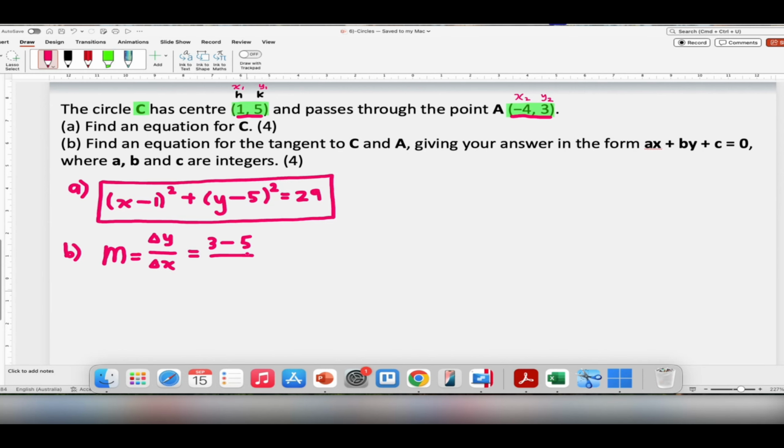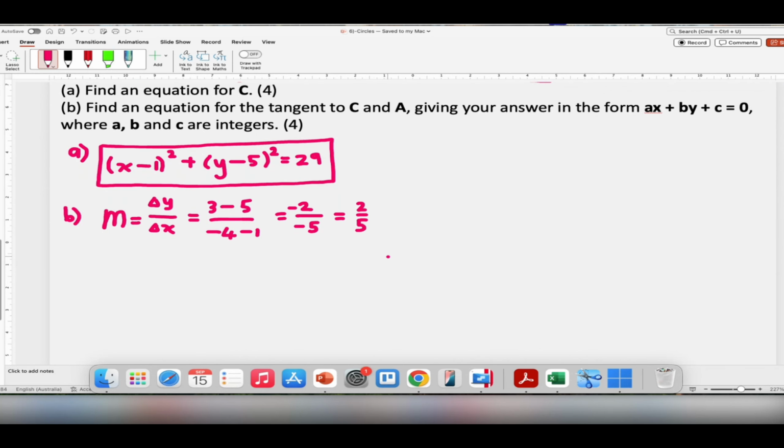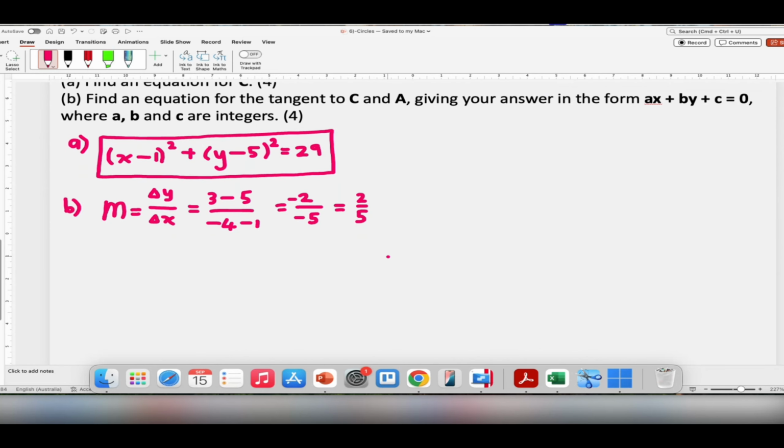So it's -4 minus 1. Okay, 3 minus 5 is equal to negative 2. Negative 4 minus 1 is equal to negative 5. A negative divided by a negative is equal to a positive, so it is 2 over 5. So we have a positive gradient. We have a gradient, it's 2 over 5.